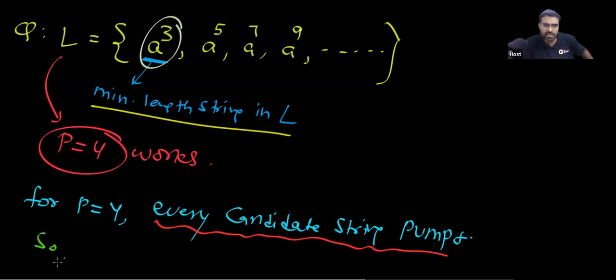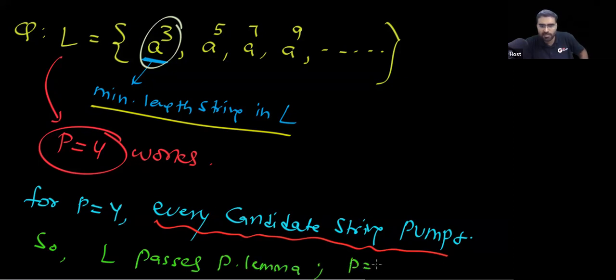So I can say L satisfies pumping lemma. L has passed the test, the exam of pumping lemma. With how many marks? With P equal to 4. Minimum pumping length will be 4. So this will be your answer.